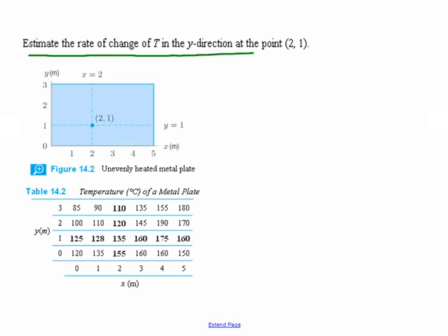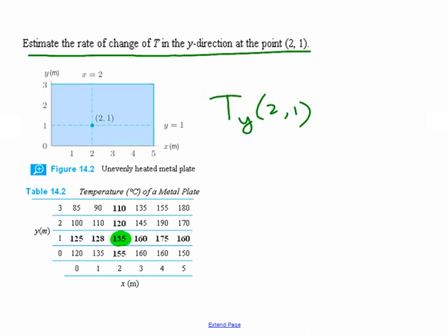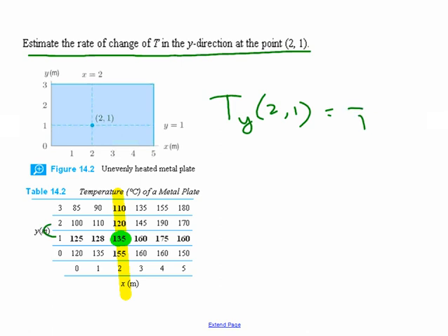Okay, it says estimate the rate of change of T in the y direction at the point 2, 1. So we're talking about the partial derivative of T in the direction of y at the point 2 comma 1. We look at the point 2 comma 1 here, and we're going to fix x. So we're only looking at this yellow data set. What we notice is that as we change y by 1, as we go from 1 to 2, my temperature is going down by 15. So my partial derivative in the y direction is negative 15 degrees per meter. Putting those two together, with T sub y the temperature is cooling, getting colder, and with T sub x it's getting hotter, heating up.